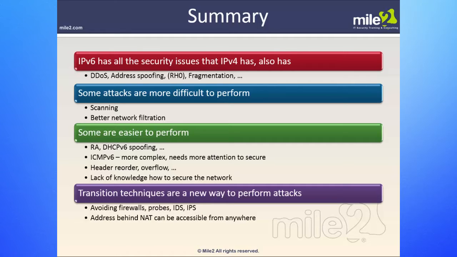Right, transition techniques are also a new way to perform attacks, avoiding firewalls, probes, intrusion detection, and intrusion prevention systems, things like that. Right, and addresses behind NATs can also be accessible from anywhere. Remember that IPv6 natively doesn't support NAT anymore. Right, so NAT goes away, ARP goes away, and things like that.